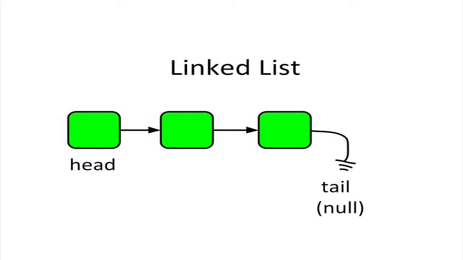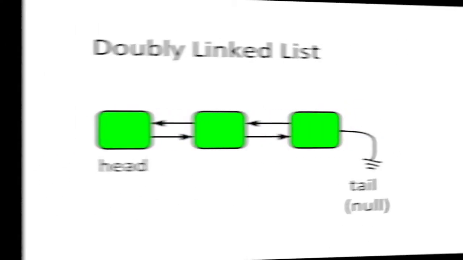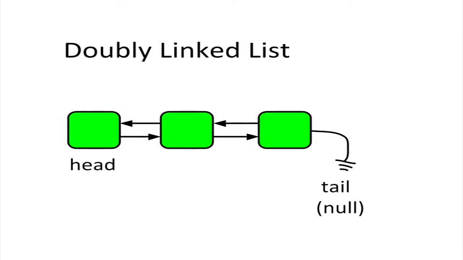There are several kinds of linked lists. In a singly linked list, each node has only one pointer, commonly called next, since it points to the next node in the sequence. The last node in the list points to null. A doubly linked list has two variables, one pointing forward to the next node and one pointing back to the previous node.